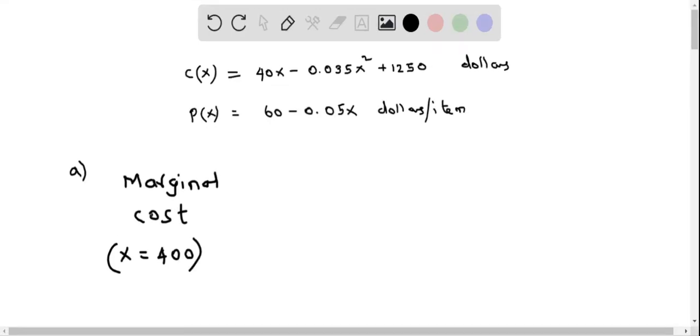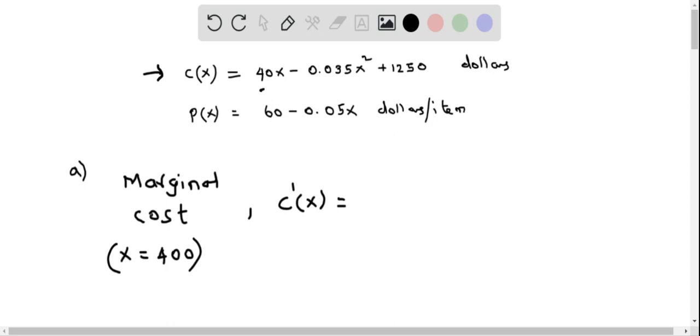Let's answer part A. Here we have to determine marginal cost at a production level of x equals 400 calculators. Marginal cost is given by C prime of x, which is basically the derivative of the cost function. So I'm going to find the derivative of the cost function.